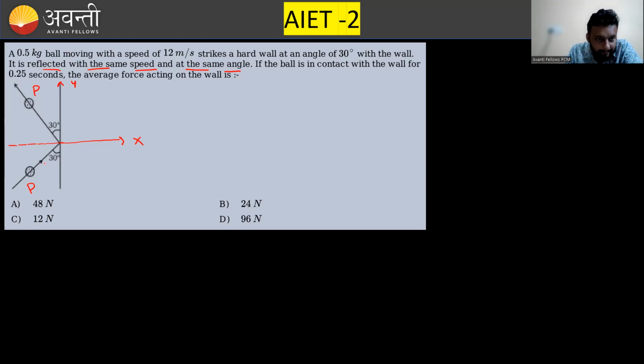Now can you see that we need to calculate the force acting on the ball? Like this ball is striking here, it will strike somewhere here and it will reflect back. So how much force it has applied? So this is a case of impulse, nothing else. This is the case of impulse. So what is impulse?